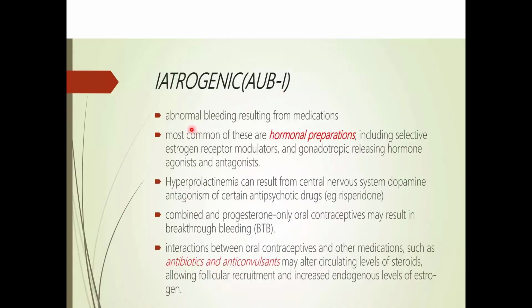Iatrogenic AUB-I is abnormal bleeding resulting from medication. Most common of these are hormonal preparations, including selective estrogen receptor modulators and gonadotropin-releasing hormone agonists and antagonists. Hyperprolactinemia can result from central nervous system dopamine antagonism of certain antipsychotic drugs like risperidone. Combined and progesterone-only oral contraceptives may result in breakthrough bleeding, BTB. Interaction between oral contraceptives and other medications such as antibiotics and anticonvulsants may alter circulating levels of steroids, allowing follicular recruitment and increased endogenous levels of estrogen.